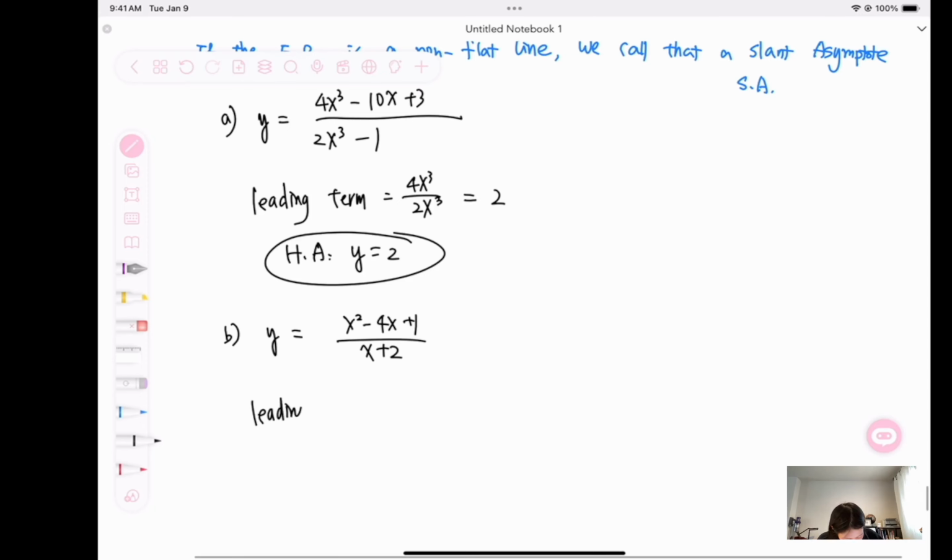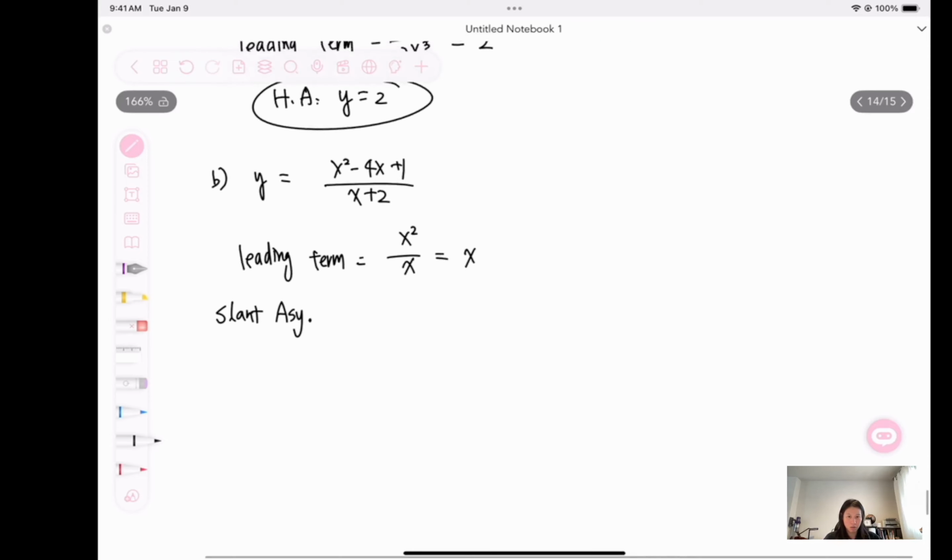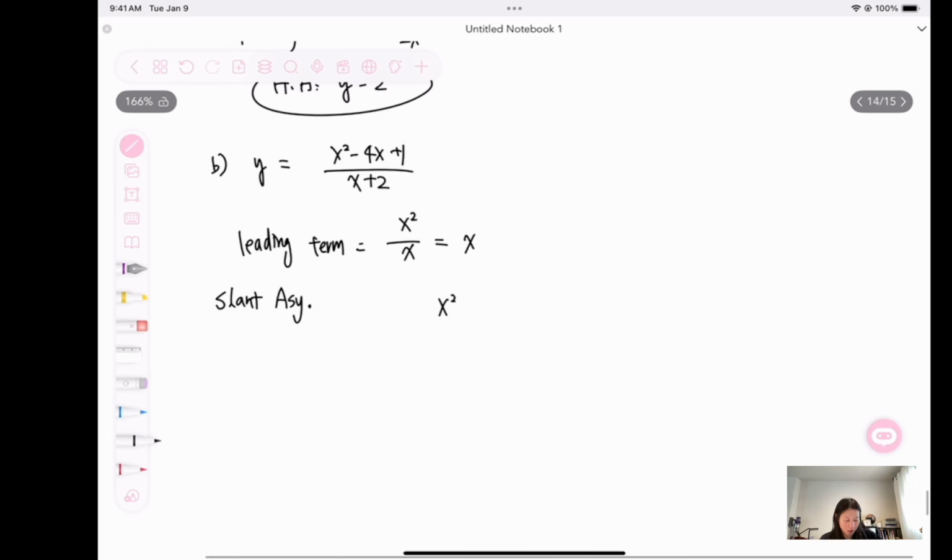Next one, y equals (x squared minus 4x plus 1) over (x plus 2). The leading term of this function is x squared over x, which is x. Well, this doesn't look like a number, so we're expecting a slant asymptote. So how do we find the slant asymptote? We need to use long division, the numerator divided by the denominator.